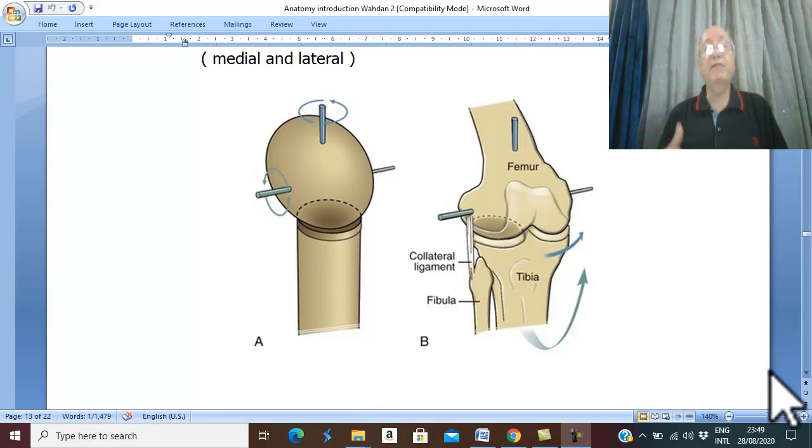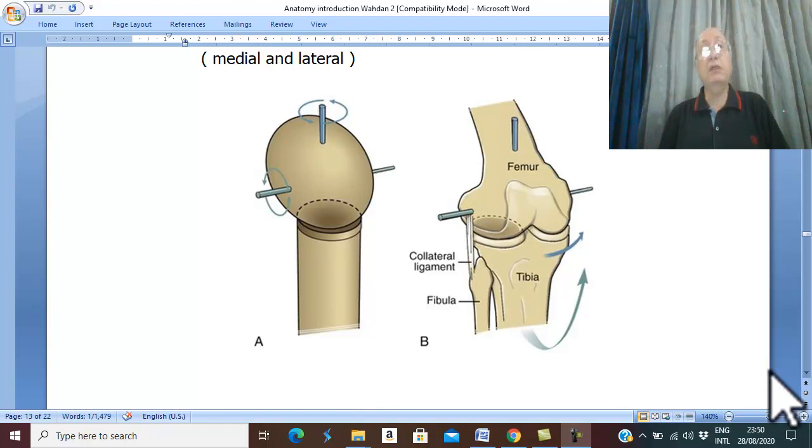We took the uniaxial joints in the previous video, which are the hinge and pivot joints. Now in this video we will take the biaxial joints. What are the biaxial joints? The biaxial joints move in two axes perpendicular to each other.